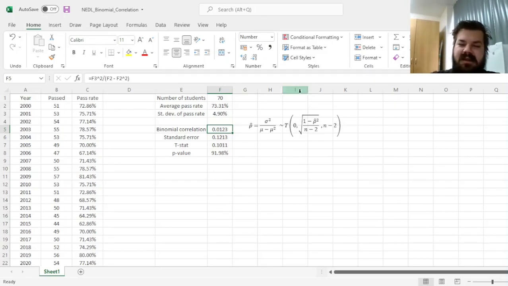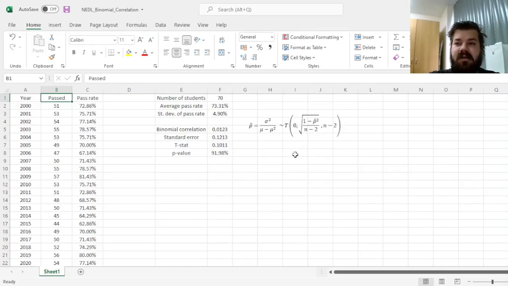But why is this method so frequently used in credit risk modeling? Well, consider this. Instead of the number of students, here we could have number of companies. And instead the number of students who passed the exam here, we could have the number of companies that defaulted on their debt. And this is now becoming a crucial method for estimating what is the correlation between defaults for bonds or loans of individual corporations.